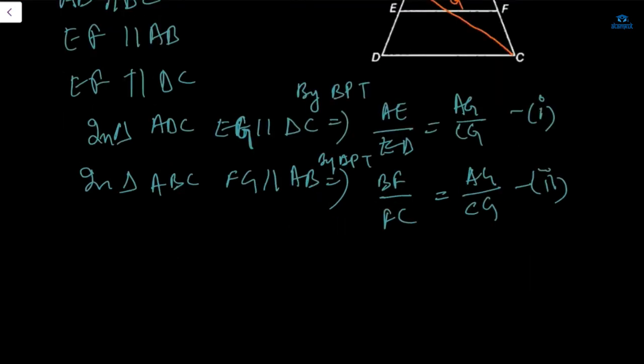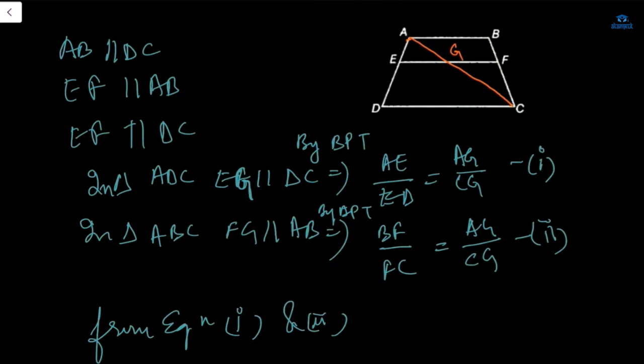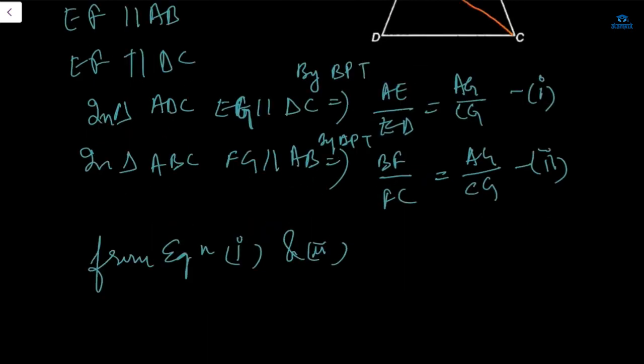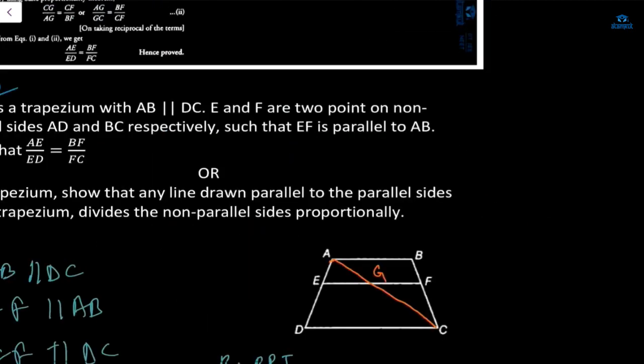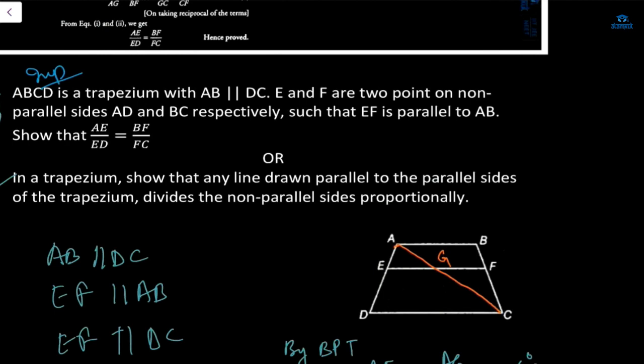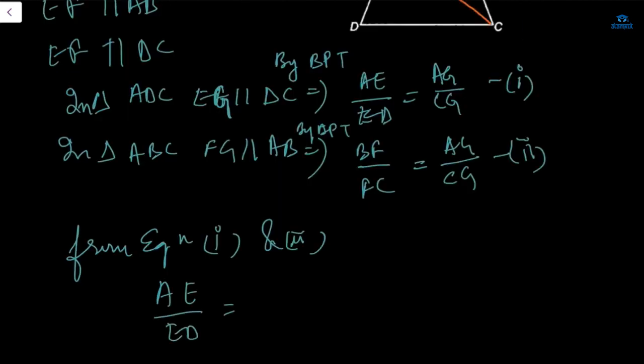Now from equations first and second, what did you get? If you see here, they are equal to the same thing. So you can write what was written in the proof: AE upon ED is equal to BF by FC. Got it? Understood, Ridhima? And Shazan, both of you, any doubt?